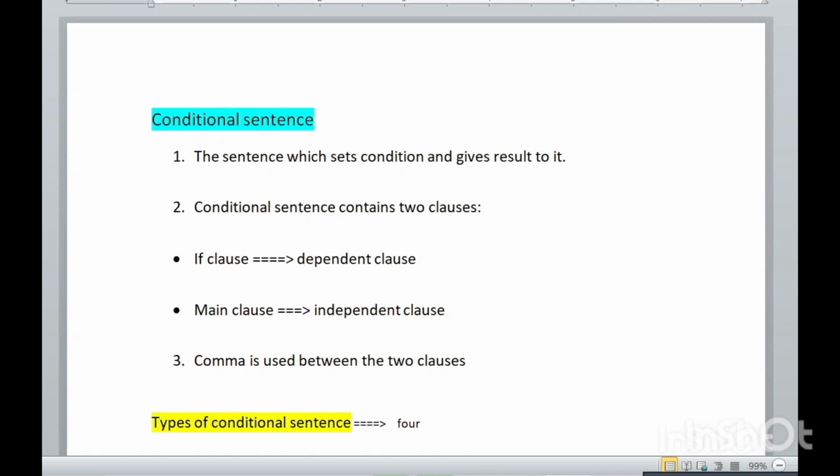Hello everyone. Today we are going to discuss conditional sentences. There are some key concepts about conditional sentences. We will discuss them one by one.